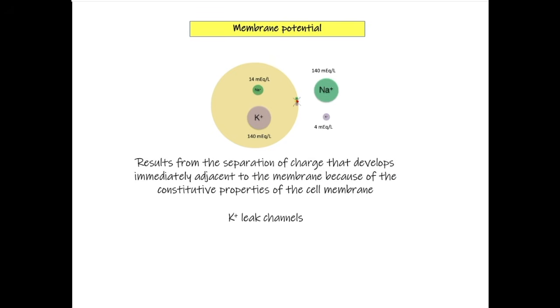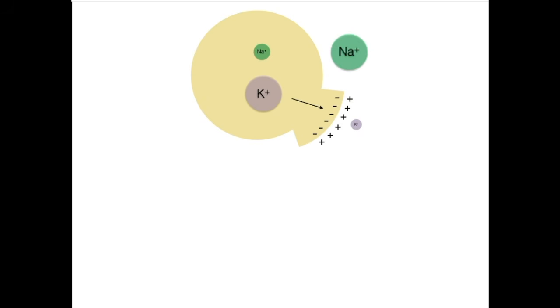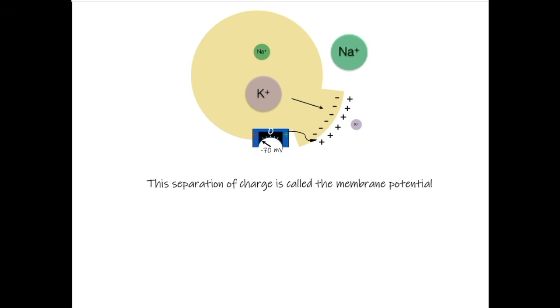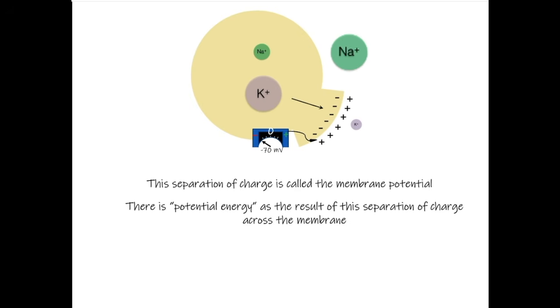We also have our sodium-potassium pump that plays a primary role in creating the various gradients associated with these ions. The separation of charge that's created is called the membrane potential. It's called the membrane potential because the separation of charge that's occurring is immediately adjacent to the cell membrane. There is potential energy as a result of the separation of charge across the membrane.